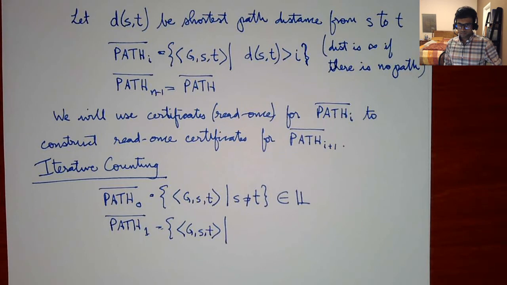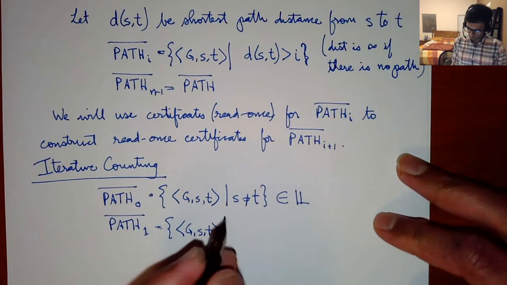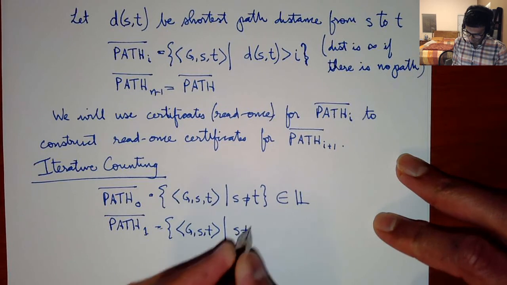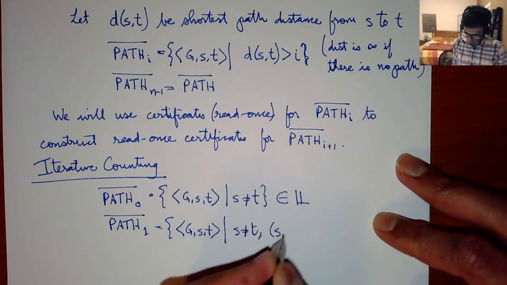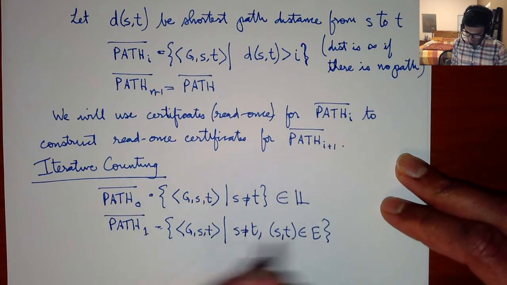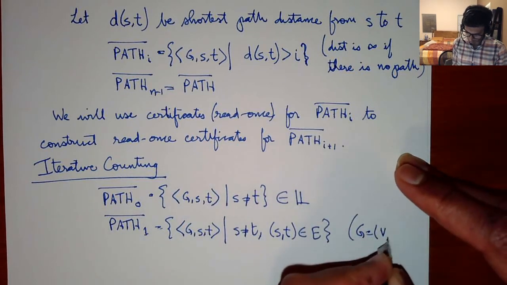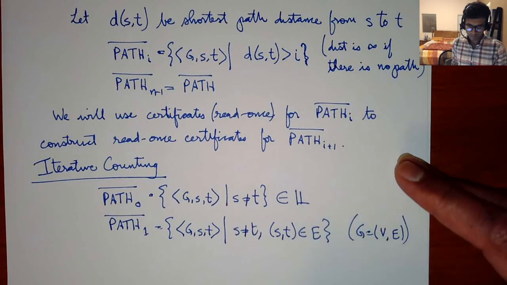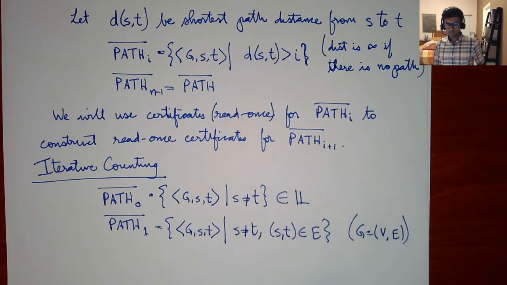Well, that would be any two nodes that are not direct neighbors, right? That are not neighbors. So what you say is that S is not equal to T and ST is not an edge. I'm just thinking if G is equal to V comma E, that's what this language is. ST, I'm sorry, is not an edge.